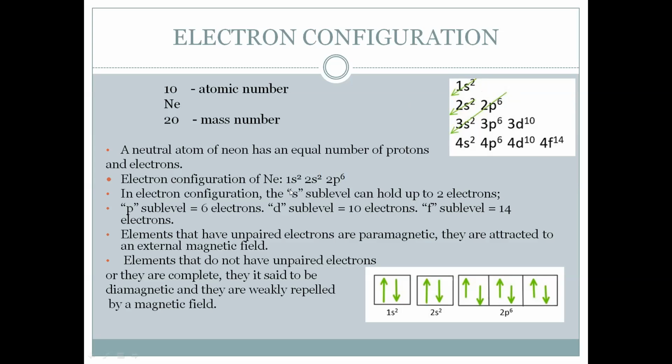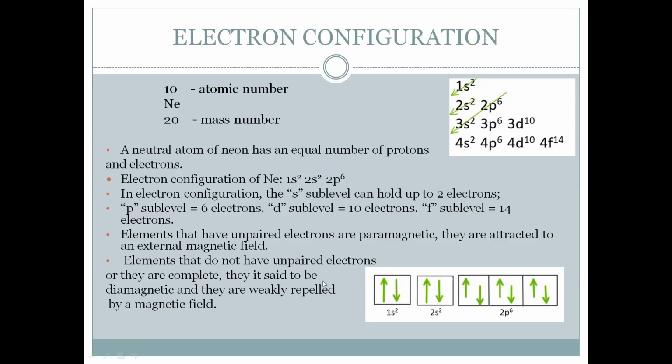So that is what we put here, followed by 2s squared and 2p6 and 3s2. Now, the reason why we stopped at 2p6 is because we already reached the number of electrons needed, which is 10. To know that, you just have to add all of those exponents up, and that will result in 10. So that is the electron configuration of neon.